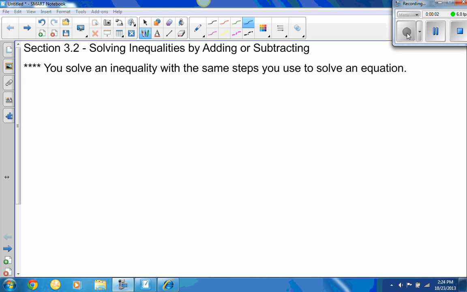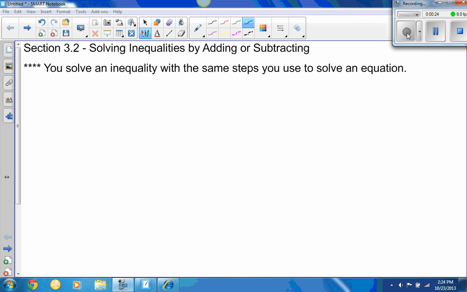Hello, 7th graders. Your video for tomorrow is going to be section 3.2 from the book, which is solving inequalities by adding or subtracting. So these are just one-step inequalities. And something to keep in mind here that's very important is that you are going to solve an inequality with the exact same steps that you use to solve an equation.